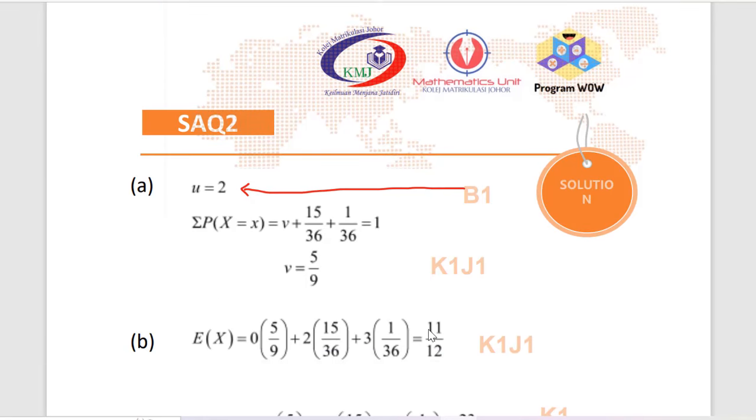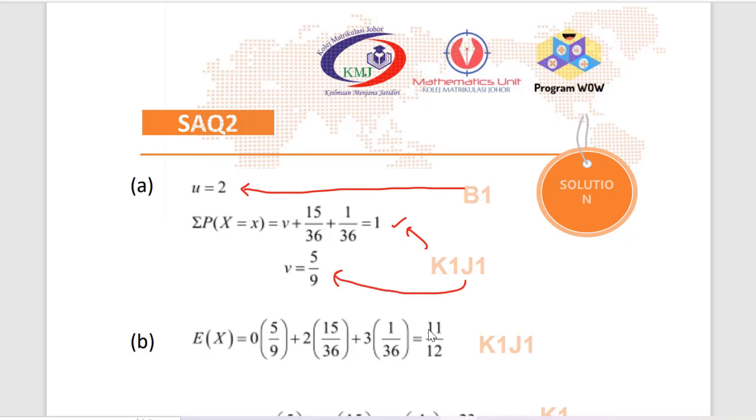Okay, and then, to get V, kita tahu total probability is equals to 1. So, kita boleh tambahkan V plus 15 over 36 plus 1 over 36 equals to 1. And then we got V equals to 5 over 9. So, this one you get K1 here. And then this one you got J1.